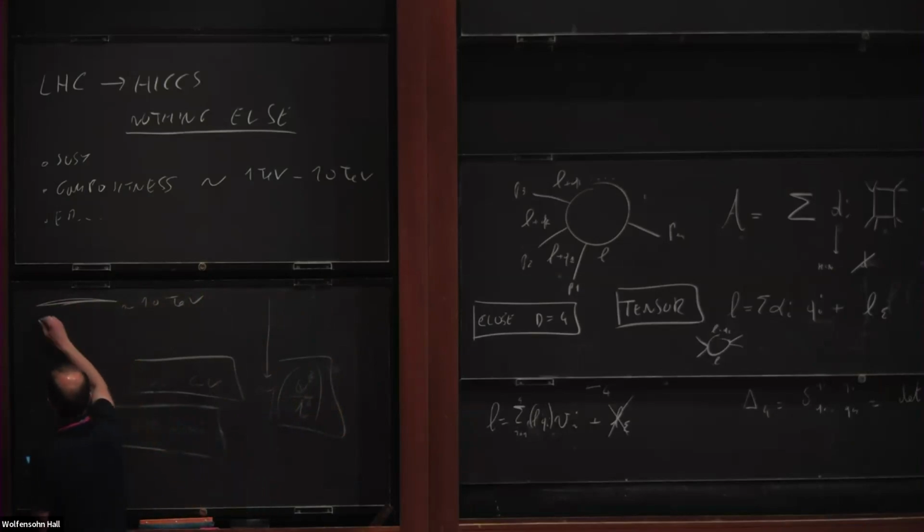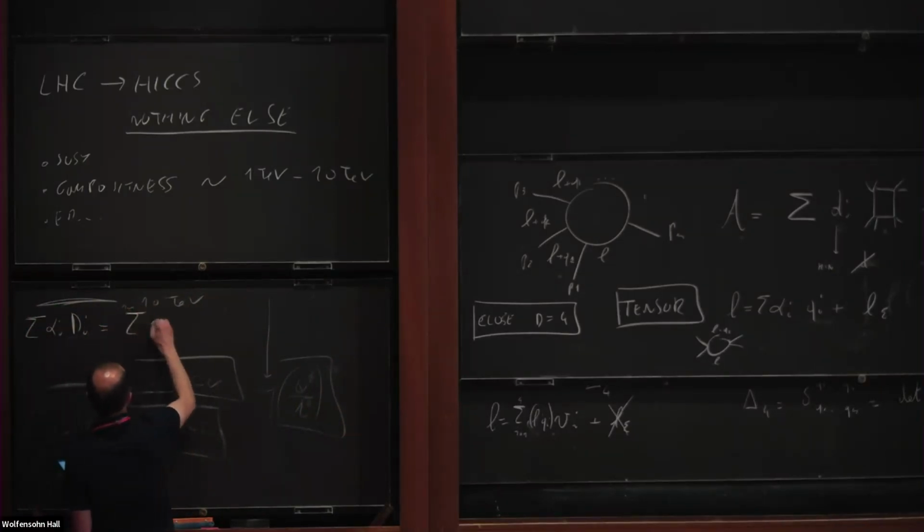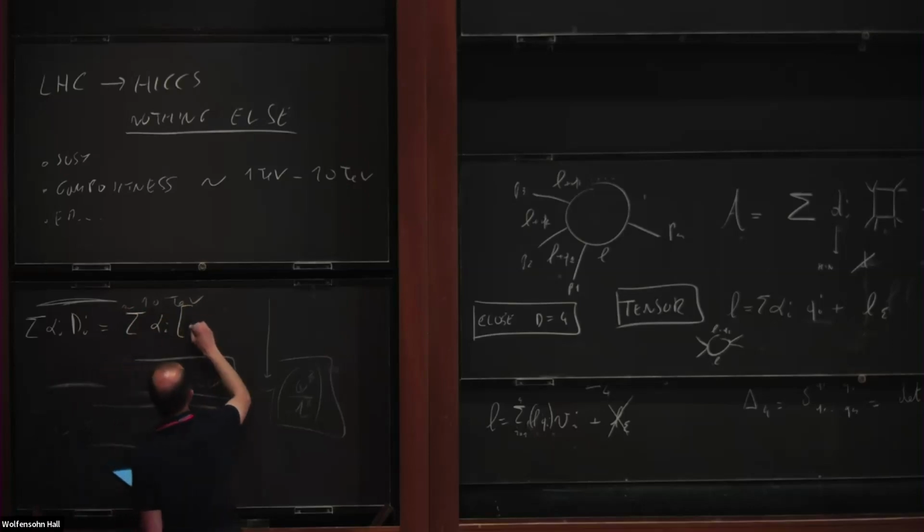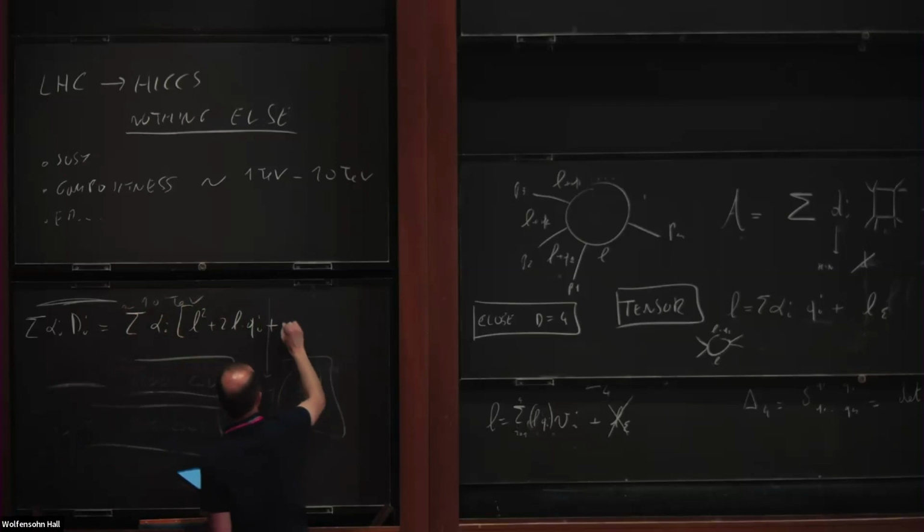I can write the following. Sum of alpha_i d_i, when these are the denominators. What is d_i? Well, it's L squared plus 2 L dot Q_i plus Q_i squared. And then if you want, put a mass, don't put a mass as you wish, okay?